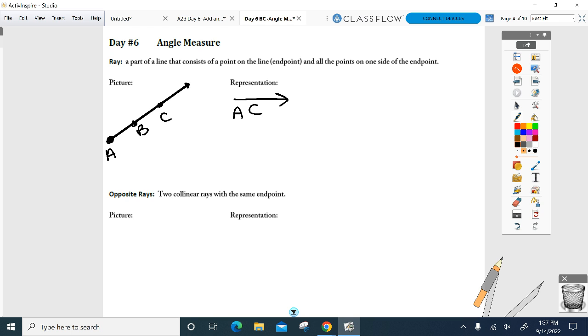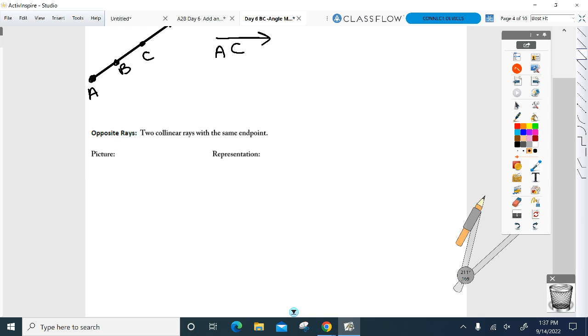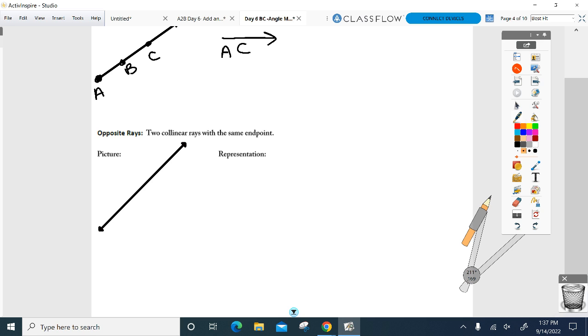Questions? So ray CA wouldn't cut it for this diagram. It's got to be A followed by something. All right, when I put two rays together, it's called opposite rays. Two rays share the same endpoint. Let me give you a diagram first. It's much easier to talk about it with the diagram. Let's throw R, S, and T on here.